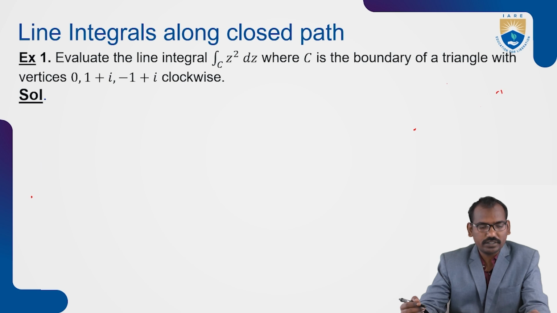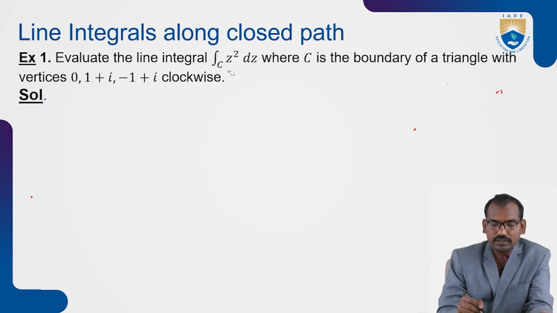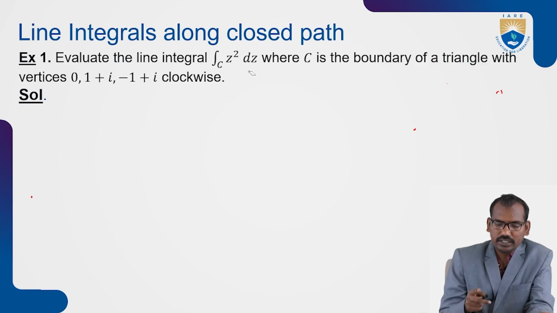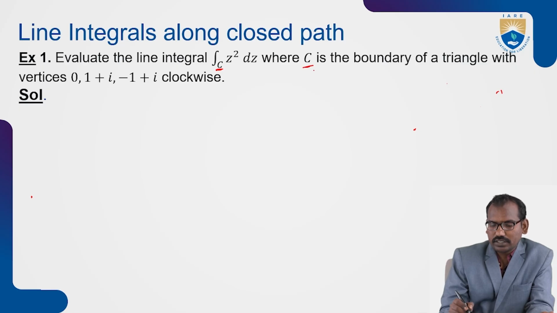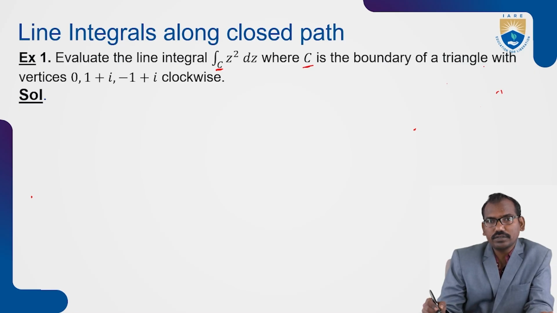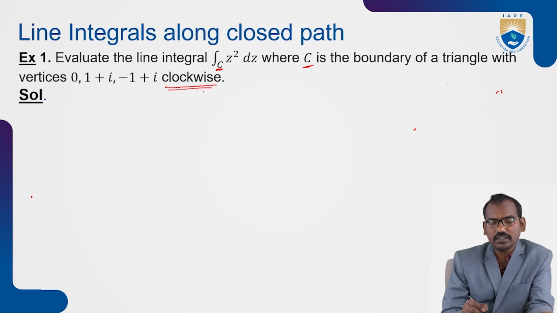In this problem, evaluate the line integral over C of z square dz, where the curve C is the boundary of the triangle. We know the boundary of the triangle is a closed path with vertices 0, 1 plus i, minus 1 plus i. Here we have to observe that we have to take the integration along the clockwise direction.